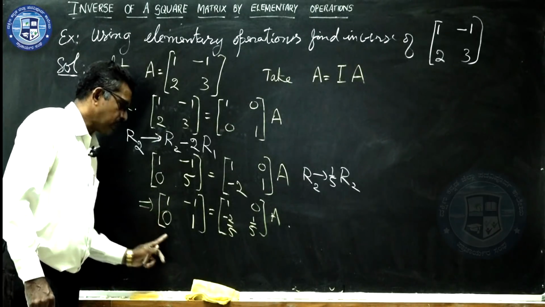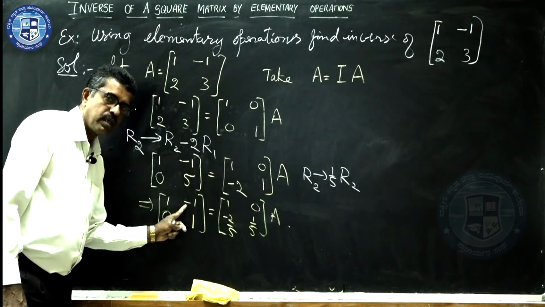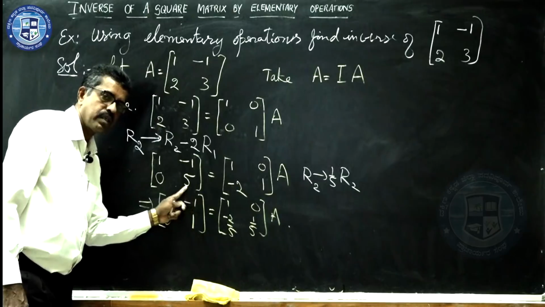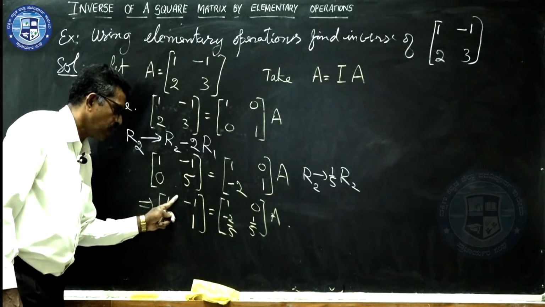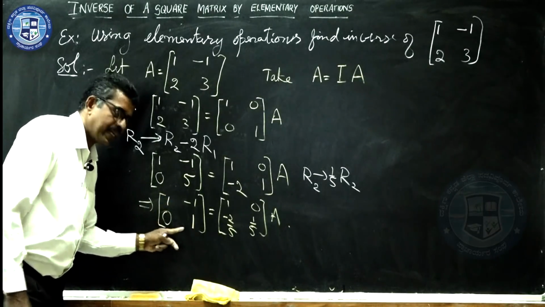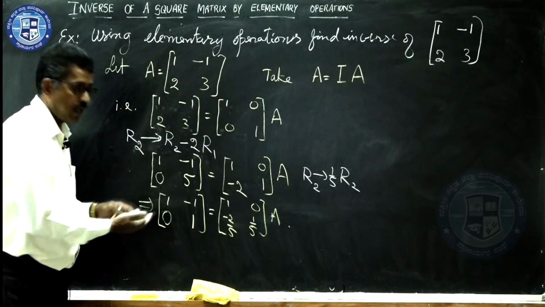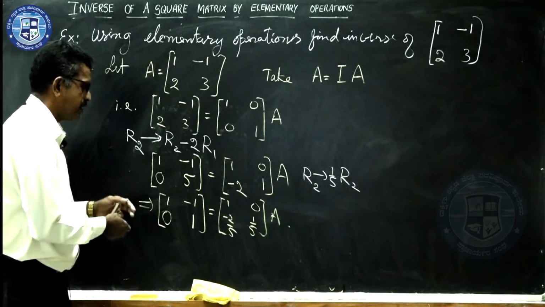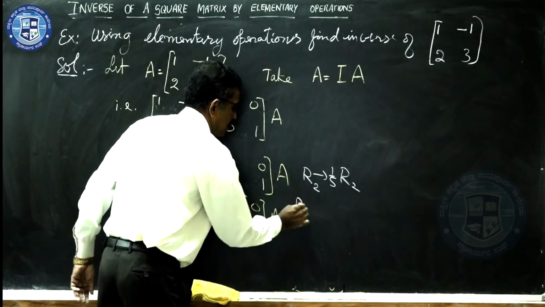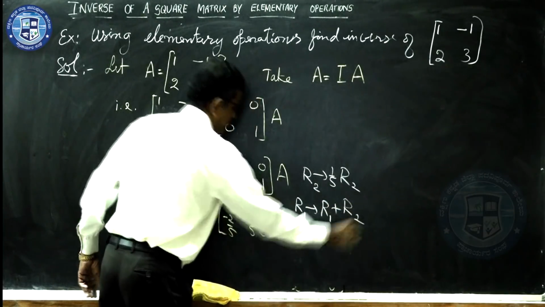Now, this is very, very close to the identity matrix except this element. To make it identity, this element should be made 0. Now, to make this element 0, you simply add it with this. What is minus 1 plus 1? That means you have to think of adding the first row to the second. So, for that, the next operation is R1, it is R1 plus R2.